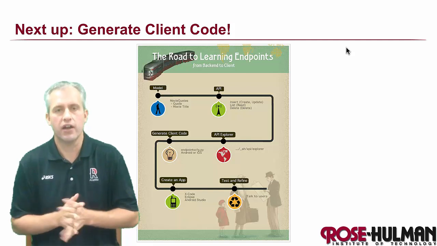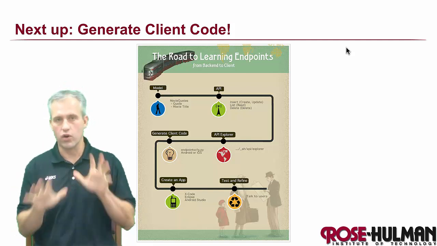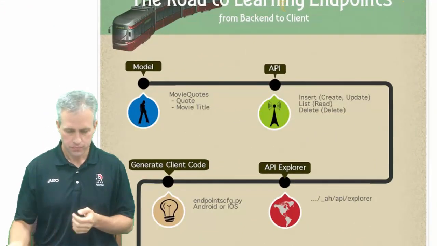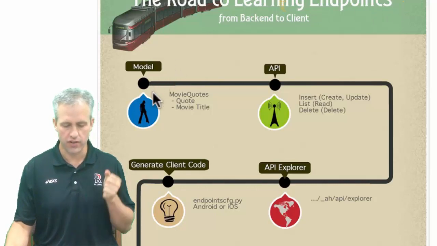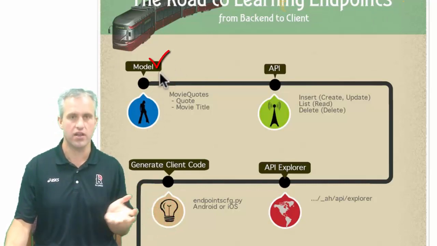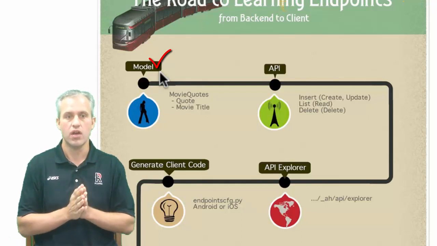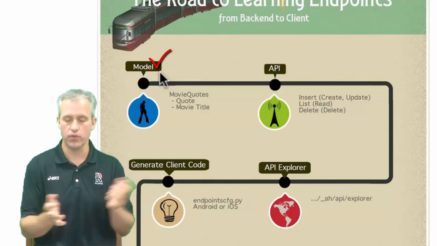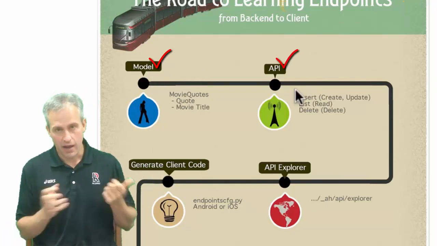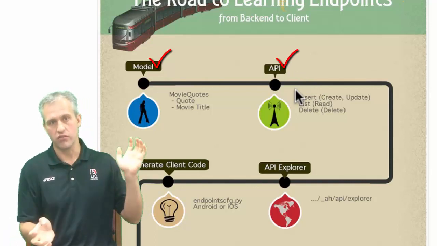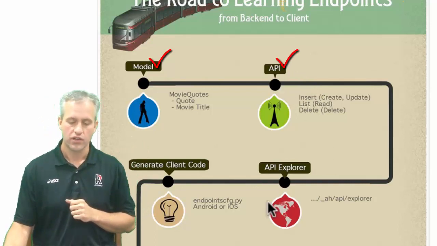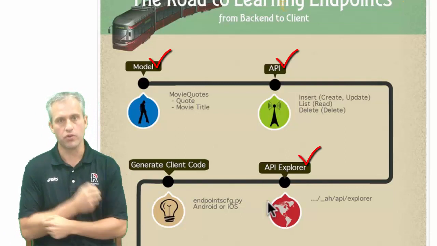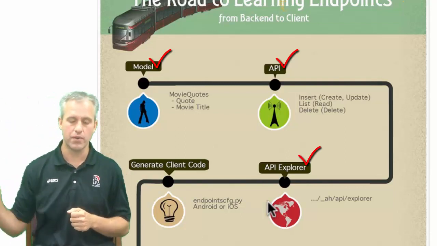So welcome back. I thought I'd throw in a quick little where are we at in the big picture slide here. So hopefully you finished and understand how you made the model last time for what a movie quote is. It's of course the quote itself and the movie it was from. You made the API last time, which was that insert, delete, and list methods. You've tested it on the API Explorer, so you check on all those first three boxes.